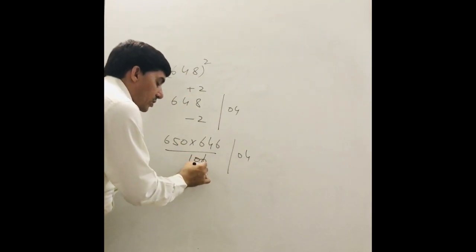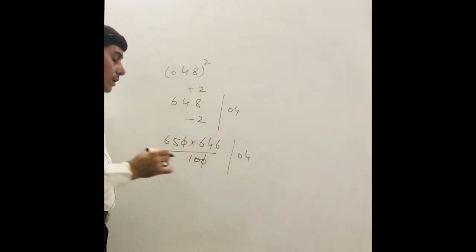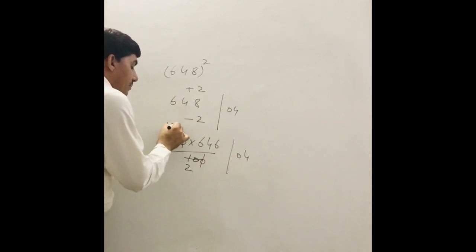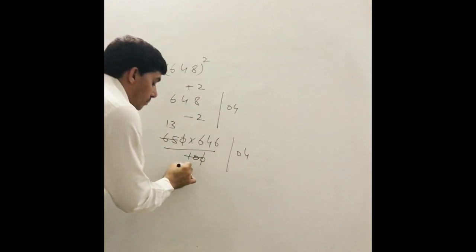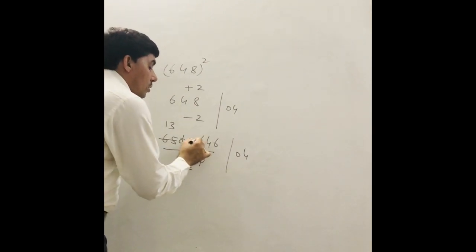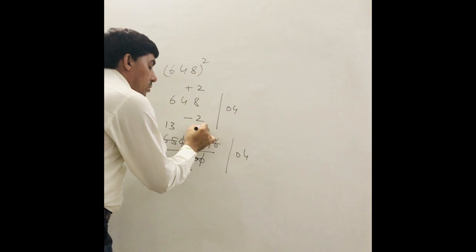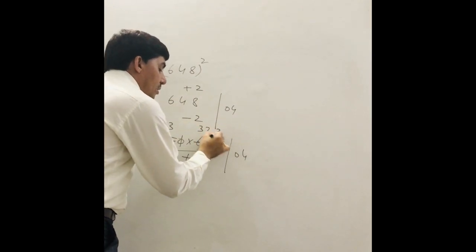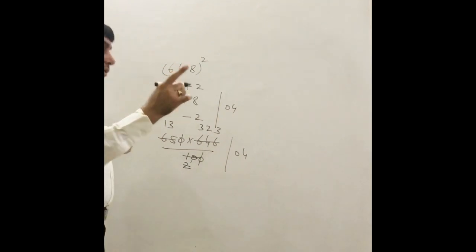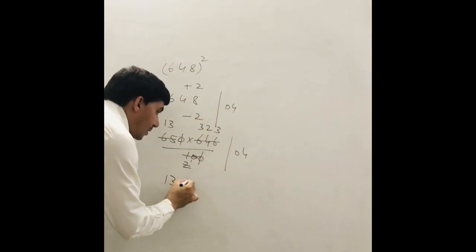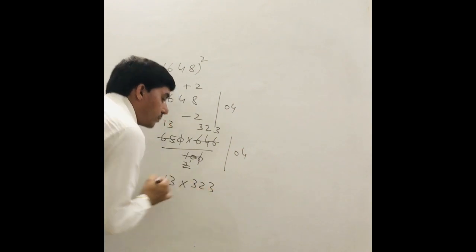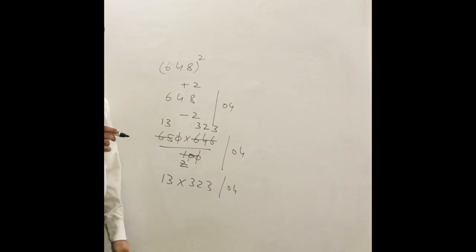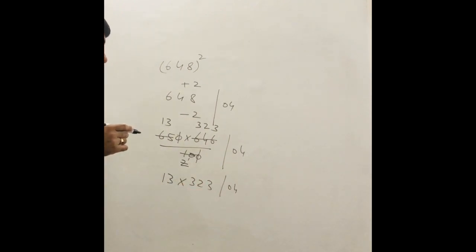Now cancel 10 with this 10. 5 2s are 10, 13 5s are 65. Now 2 1s are 2, 2 3s are 6, 2 2s are 4, 2 3s are 6. We have to multiply 13 and 3 2 3 and write 0 4 as it is. 13 into 3 2 3.